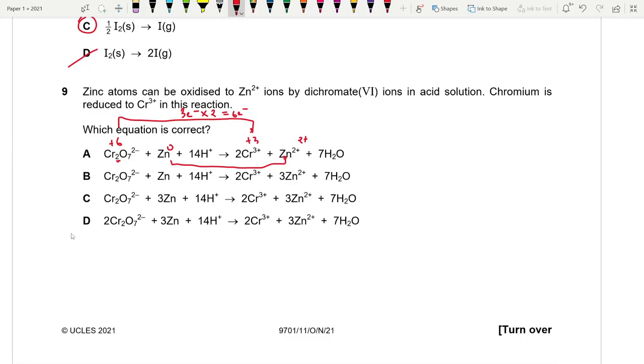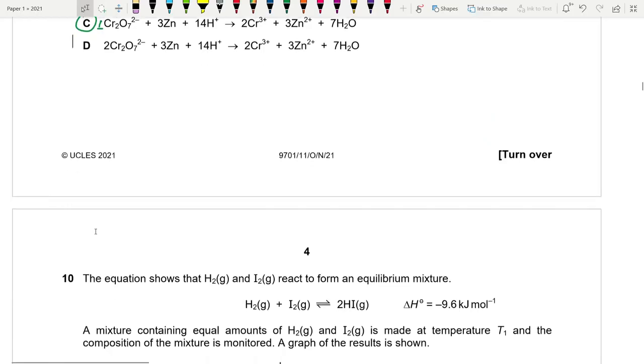Your goal is to balance the number of electrons. This is 2. How are you going to balance 2 and 6? You just need to multiply this by 3 because 3 twos are 6. If you balance the number of electrons, your equation will automatically be balanced, okay? So in front of dichromate we need 1 and in front of zinc we need 3. So the correct answer for 9 should be C, alright?